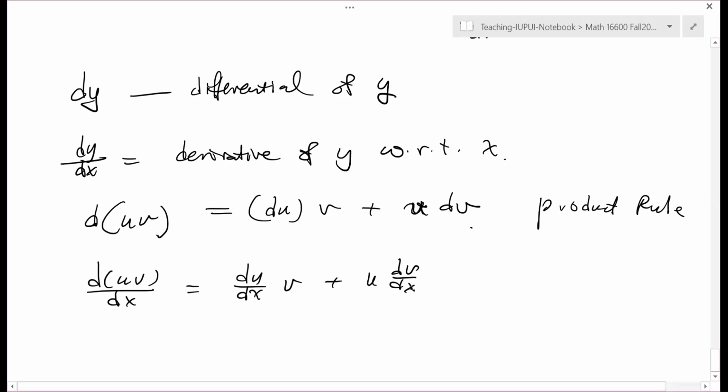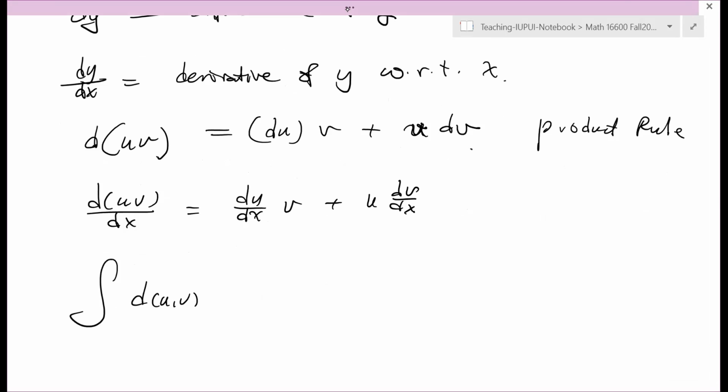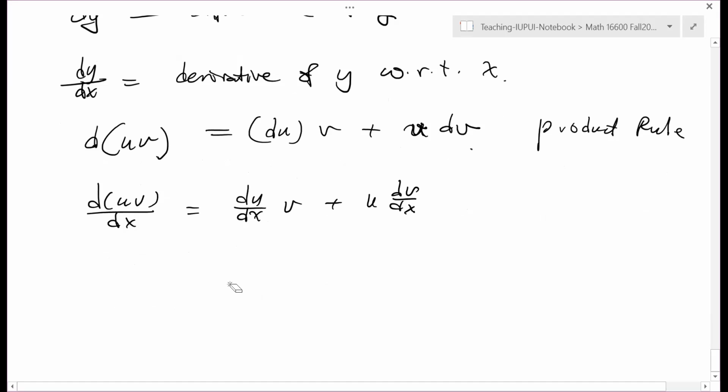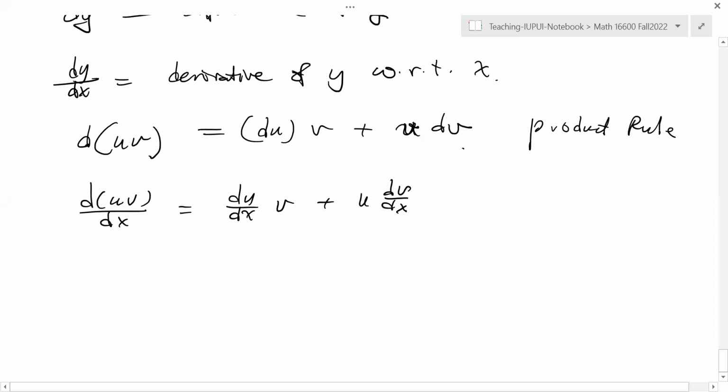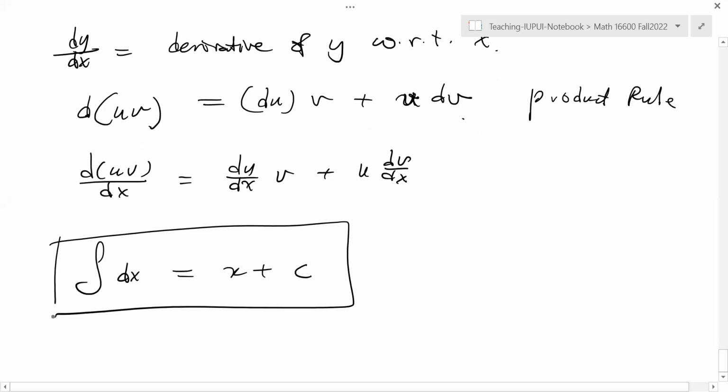So I'm going to use the product rule for the differential, and I'm going to put an integral on both sides. Let me erase this first. Now, the fundamental theorem in calculus is like that: the integral of any variable, say dx, is going to be x plus c. This is the simplest formula, the integral of 1 with respect to x.